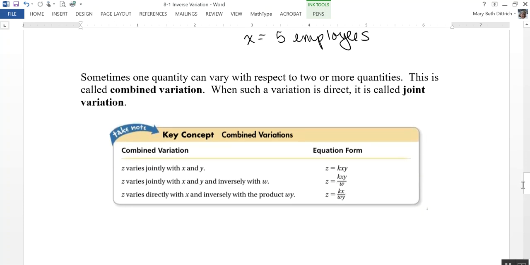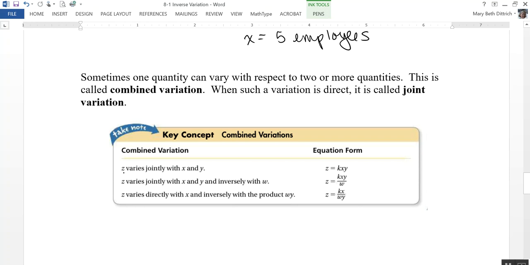Sometimes one quantity can vary with respect to 2 or more quantities. This is called combined variation. When such a variation is direct, it's called joint variation. Here's a little text box from your textbook. So different types of combined variation.